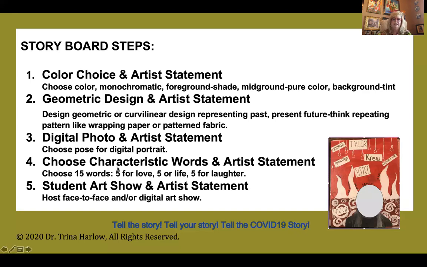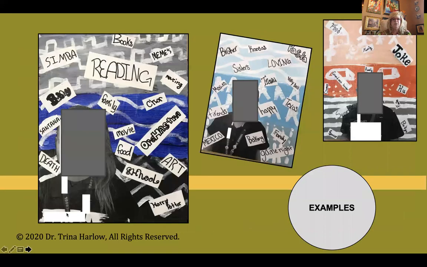And then the next step is writing 15 words in various ways on paper with various handwriting styles and fonts and hand lettering, and 5 words for love, 5 for life, and 5 for laughter. And then the last phase is the student art show, and you could do that face-to-face or digitally. So very quickly, I'm just going to show you some storyboards.